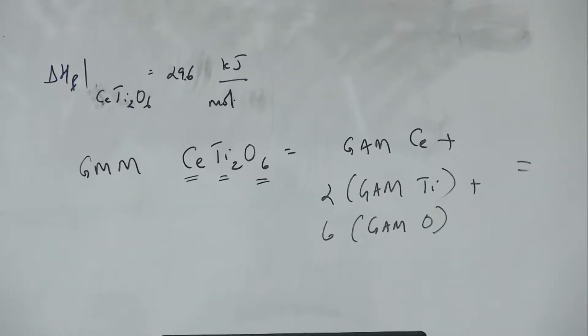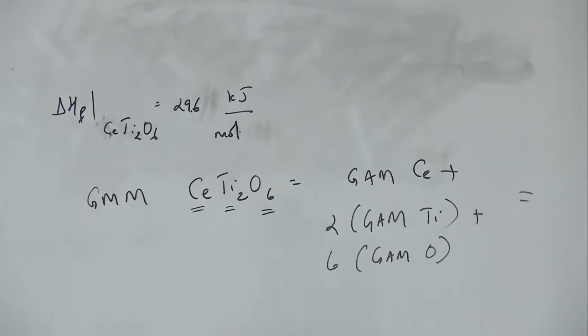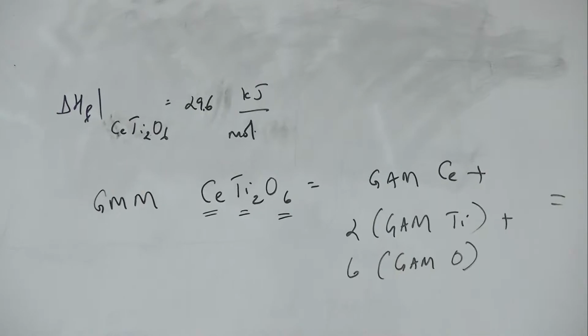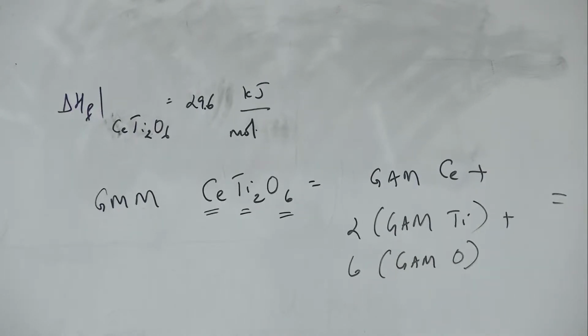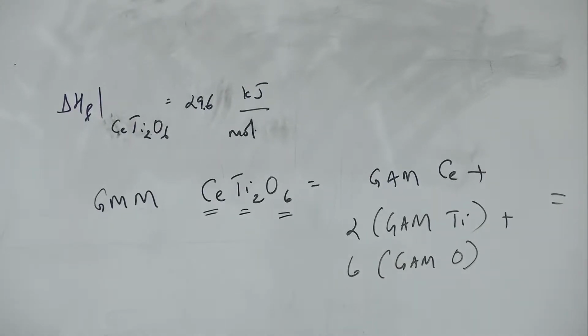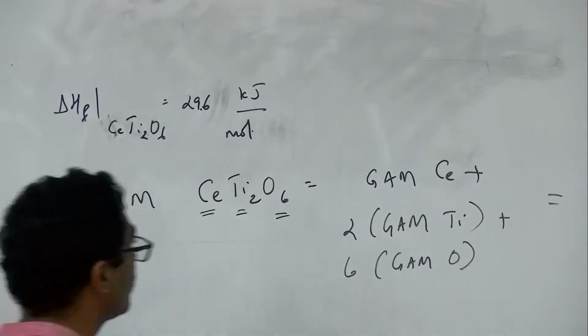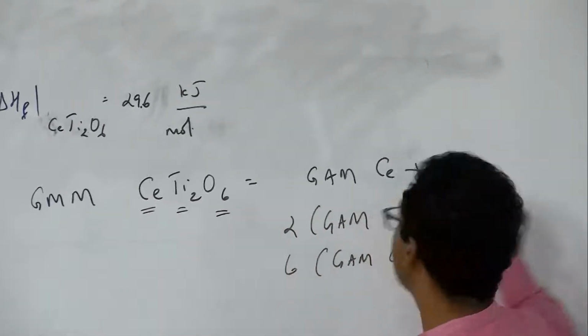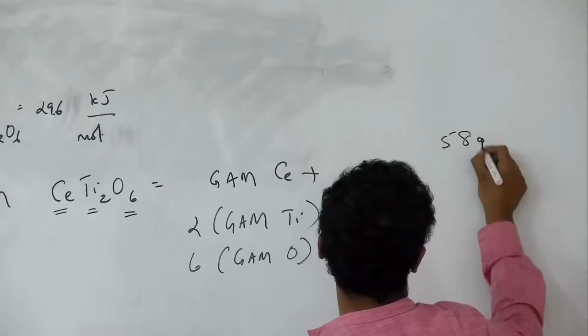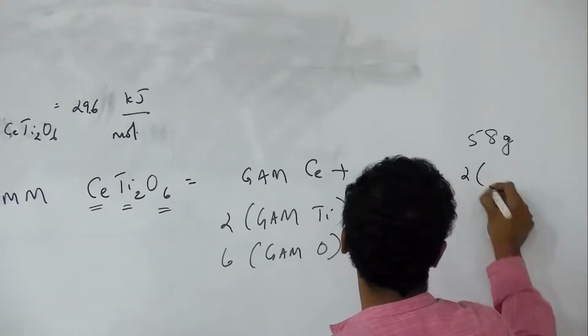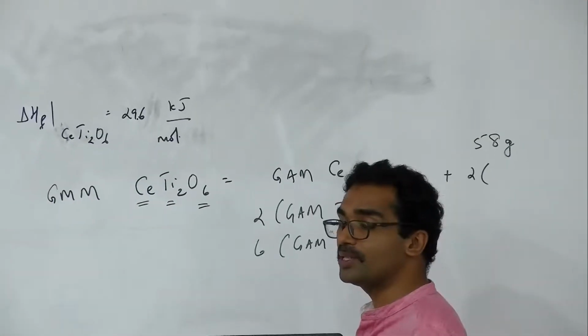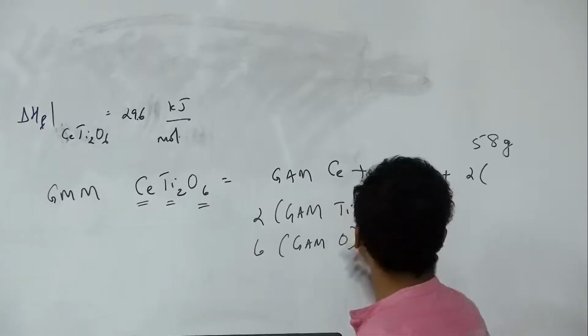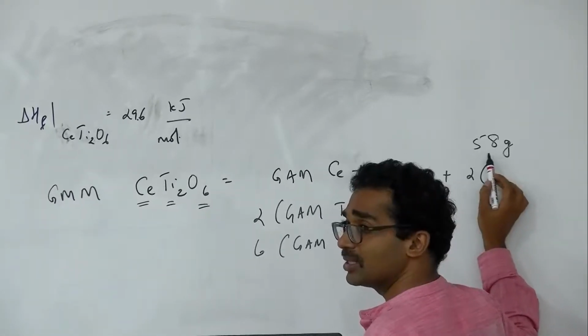Write down the gram atomic mass. Cerium is how much? Well, you have it in your fingertips. What is the gram atomic mass of cerium? 58 grams, okay, plus twice the gram atomic mass of titanium. Are you sure this number is correct, 58?